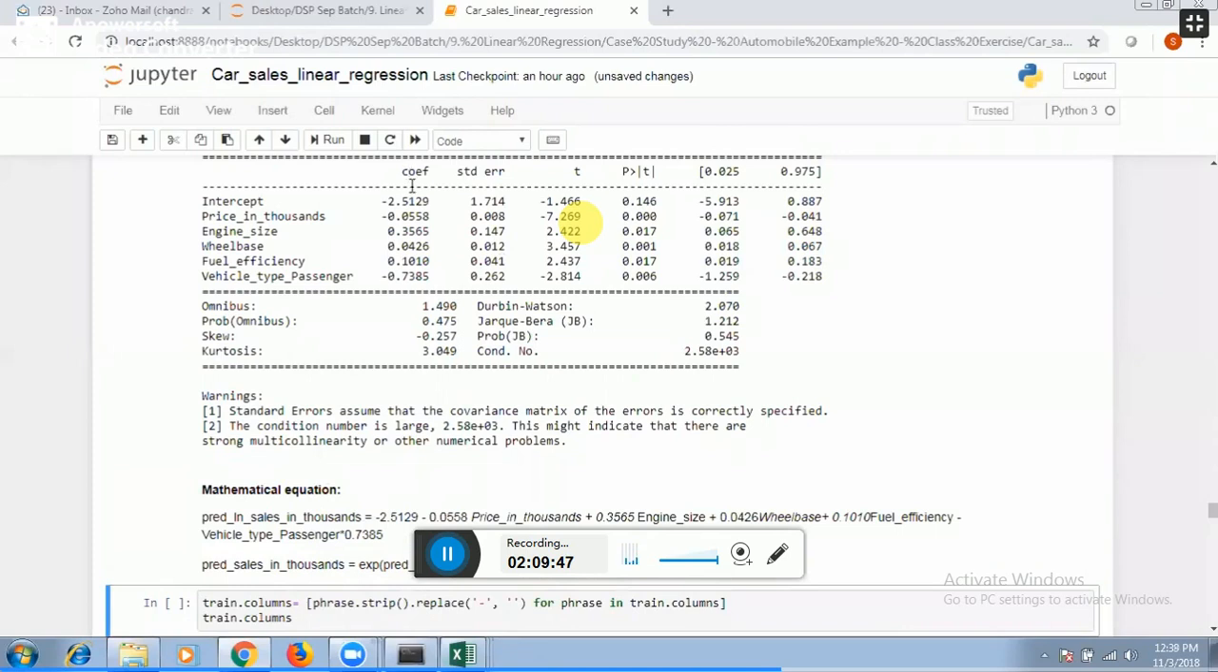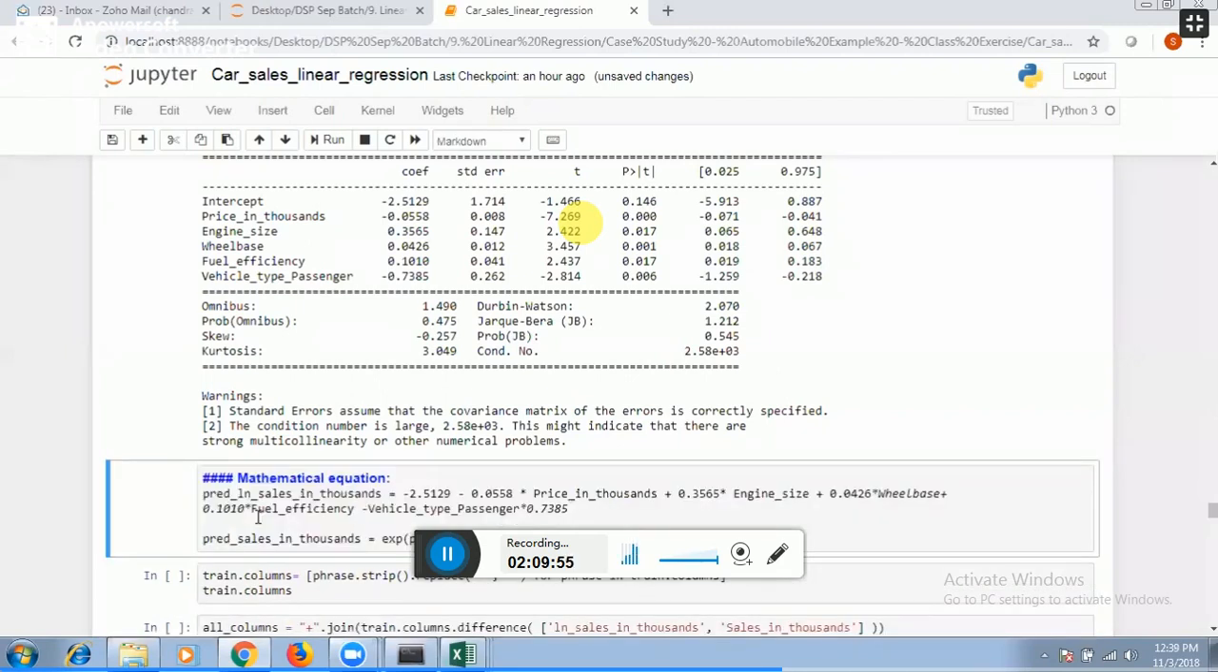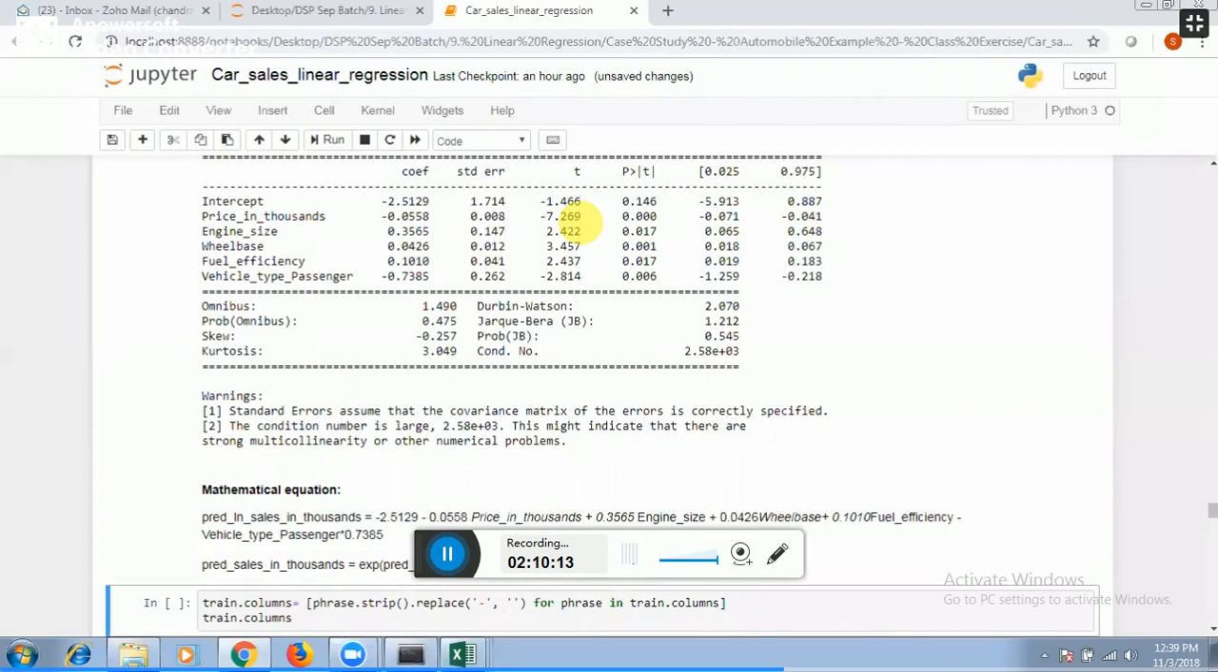Because once you know the betas and constant, what is your equation? Earlier it was log sales in 1000, but my actual value is not log sales in 1000. From my business perspective, I need to predict what? Sales in 1000. So by taking the exponential, you are transforming back. That is exactly what we are doing here. Does that make sense or not?